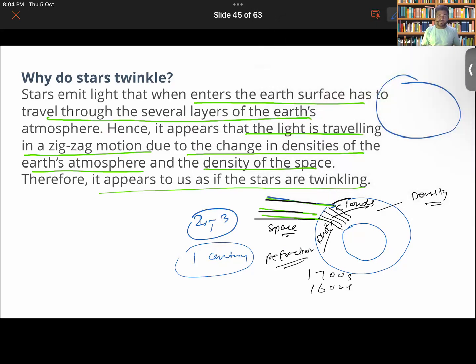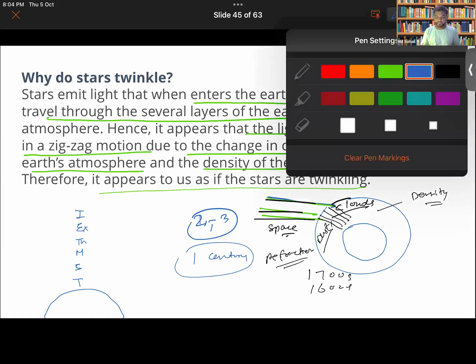If you were to talk about the layers of the Earth, we have got the troposphere, stratosphere, mesosphere, thermosphere, exosphere, and ionosphere, right?